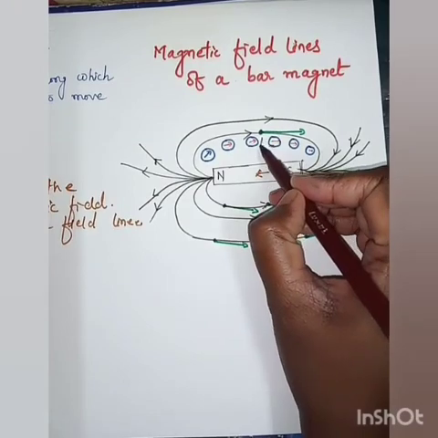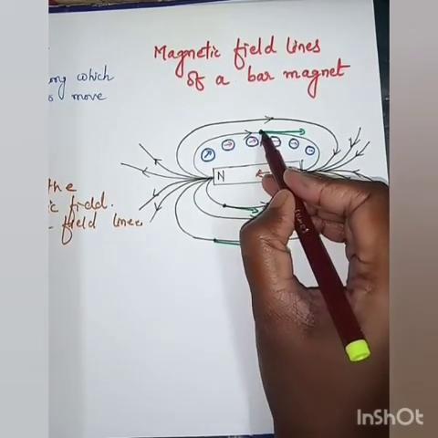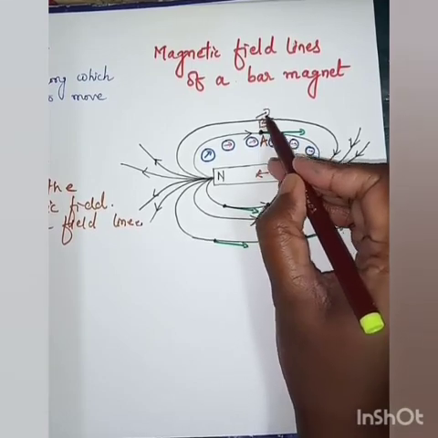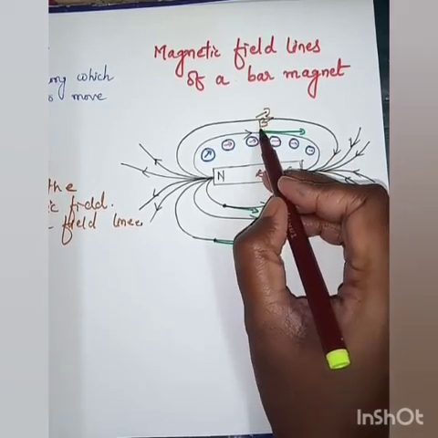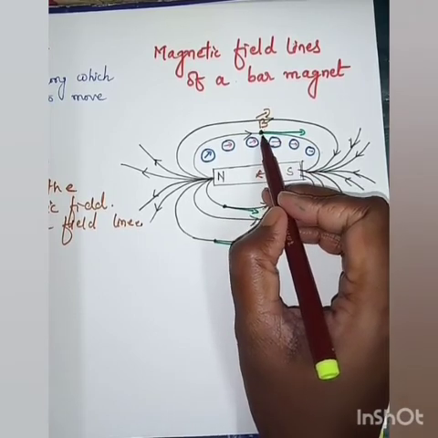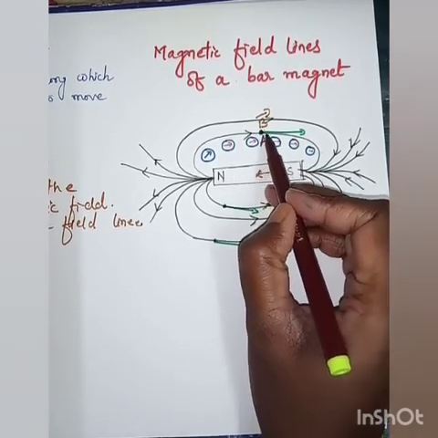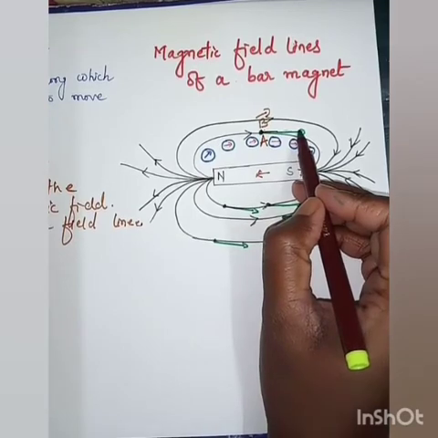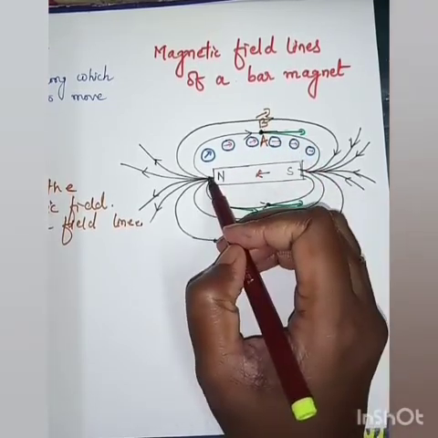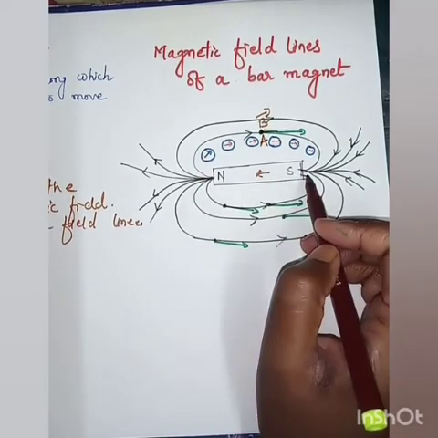Here this is the point A. To represent the direction of the magnetic field, that is the direction of B. What is B? B is the magnetic field intensity. To find the direction of the magnetic field at this point A, we will draw a tangent, and the direction of the tangent is towards the south pole, because the field line starts from north and goes to the south.